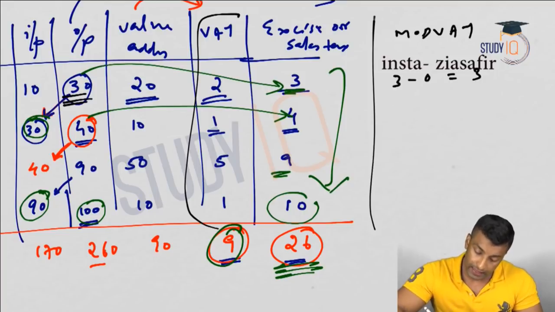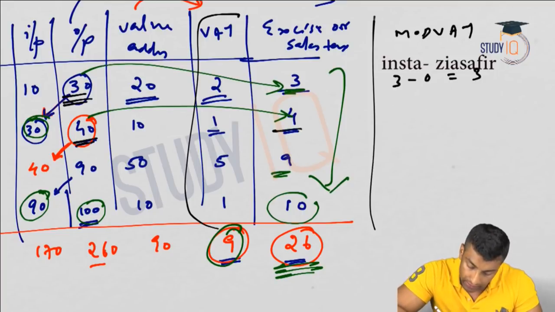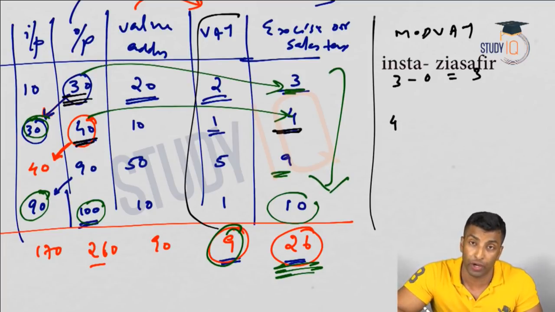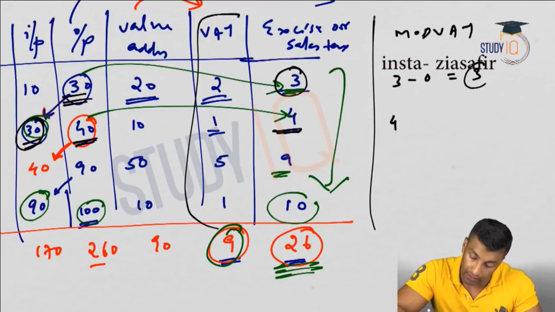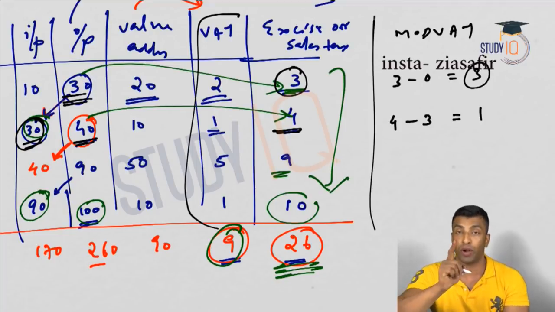Okay, what about the second stage? The output is 40 and the tax you pay is actually 4. So 4 is what you need to pay, but you can reimburse the tax which you paid for input, that is this 30. For this 30 you have already paid this 3. You remember this 3 you have already paid, so you need to pay only 1 rupee.